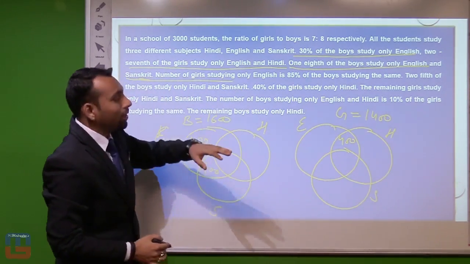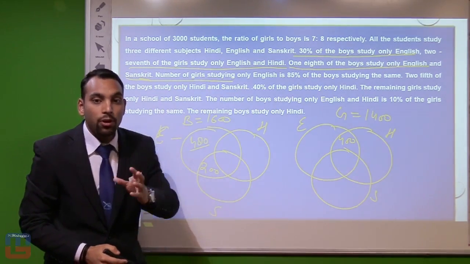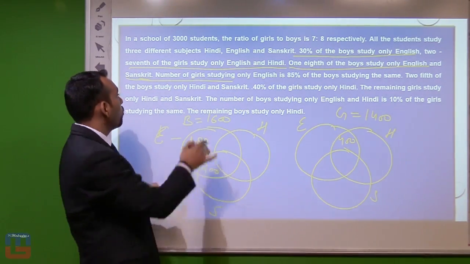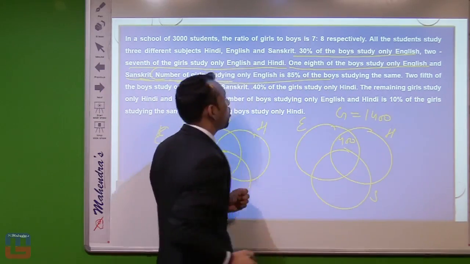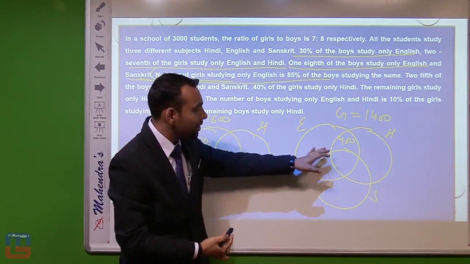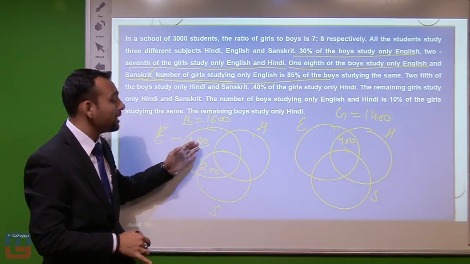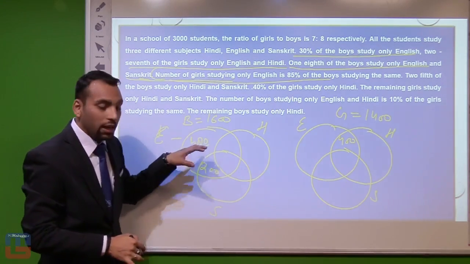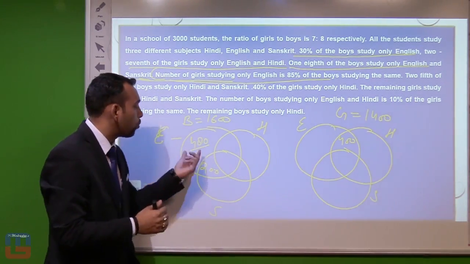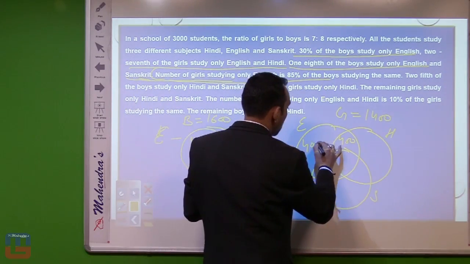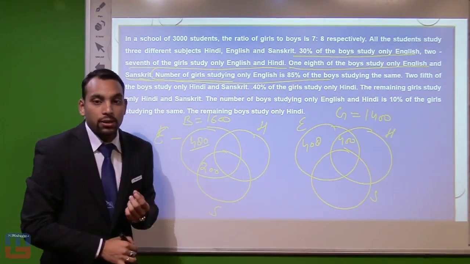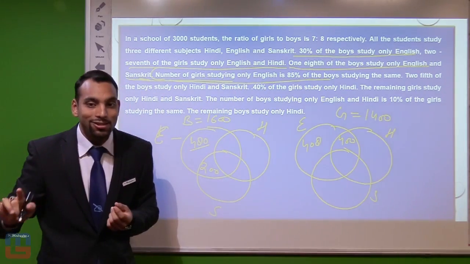Now the number of girls who study only English is 85% of the boys studying the same. Only English girls is this portion, and that is 85% of the boys studying the same, which means here boys are 480, and 85% of 480 will be equal to 408, right? Now read the next statement.